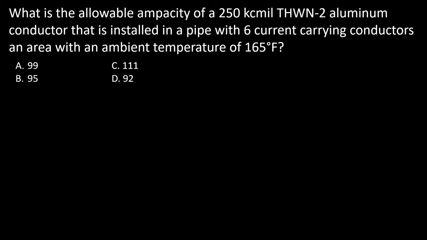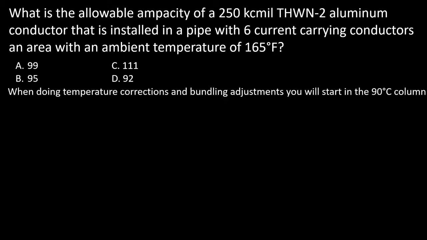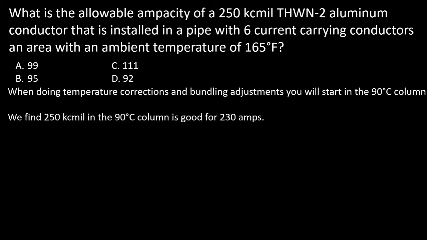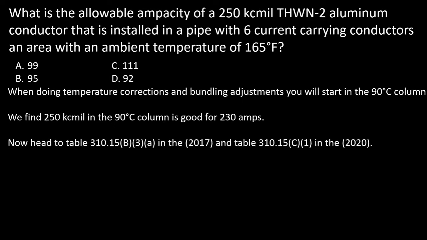What is the allowable ampacity of a 250 kcmil THWN-2 aluminum conductor that's installed in a pipe with 6 current carrying conductors in an area with an ambient temperature of 165 degrees Fahrenheit? We're going to start in the 90 degree C column. We're going to find out that 250 kcmil in the 90 degree C column of aluminum is good for 230 amps. Now we're going to do our bundling adjustments.